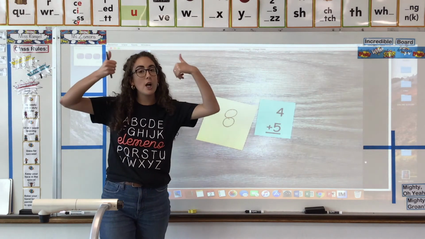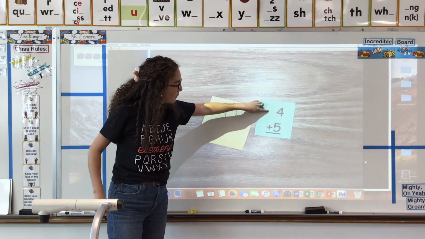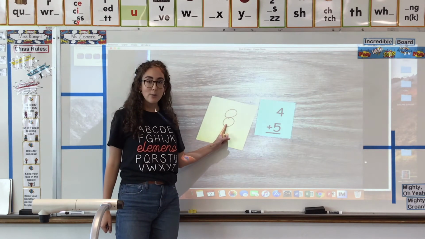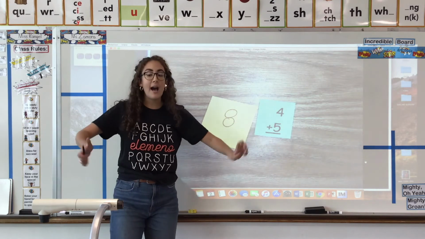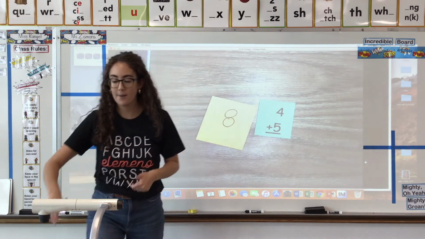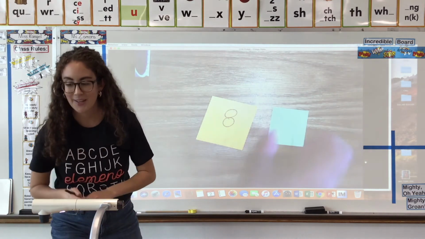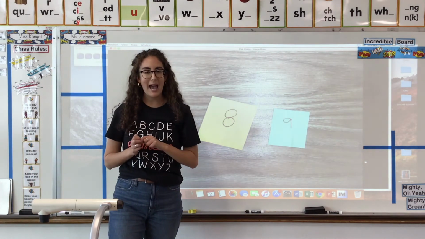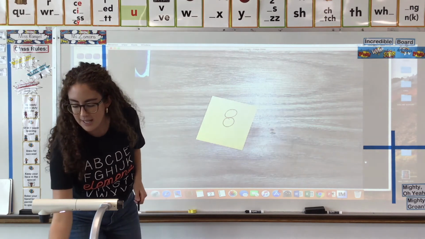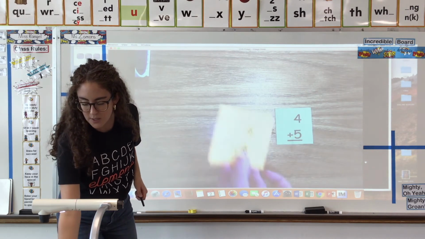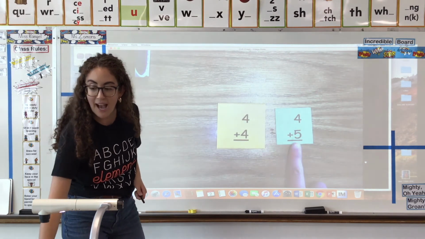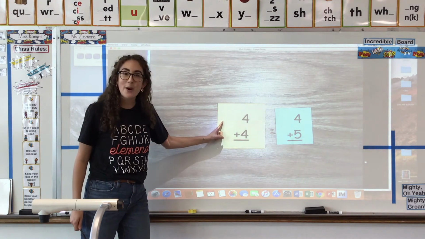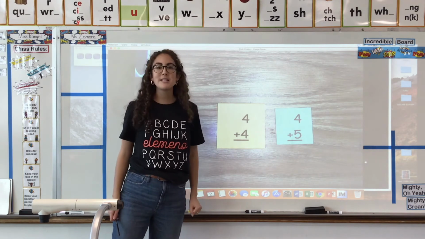So we just need to go up 1 more to answer 4 plus 5. If 4 plus 4 equals 8, 4 plus 5 equals, 1 more? It equals 9, just 1 more than we had before, because the only difference between these two problems is this 5. It just added an extra value. So 4 plus 4 equals 8. So 4 plus 5 equals 9.